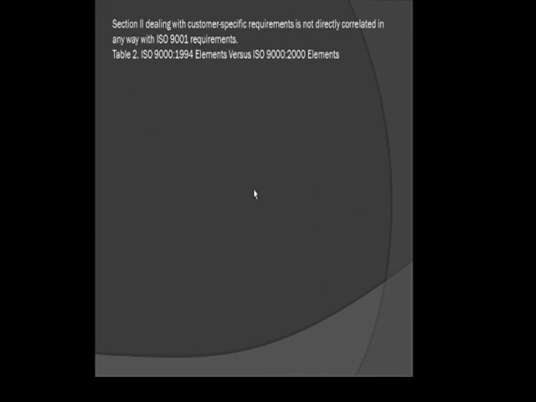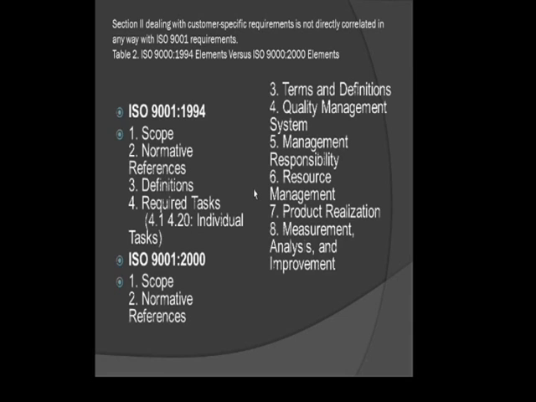Section 2, dealing with customer-specific requirements, is not directly correlated in any way with ISO 9001 requirements. We can link Table 2: ISO 9001-1994 elements versus ISO 9001-2000 elements.